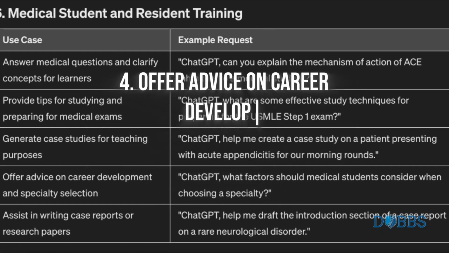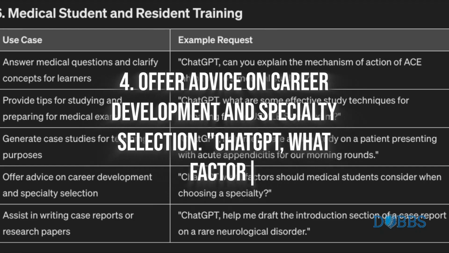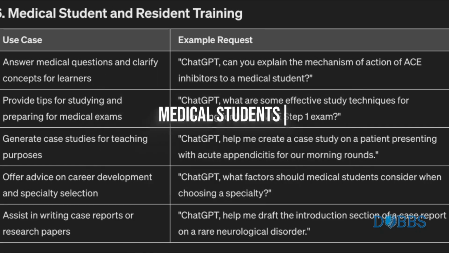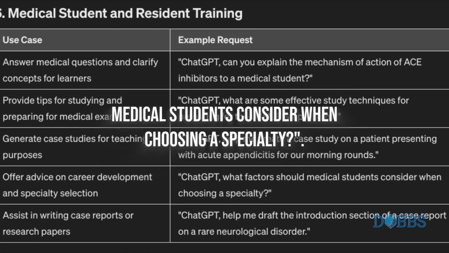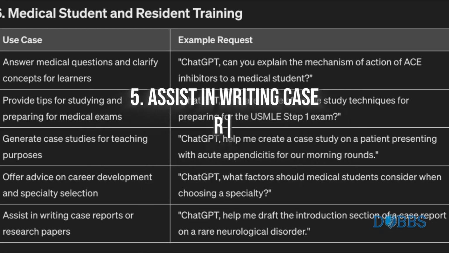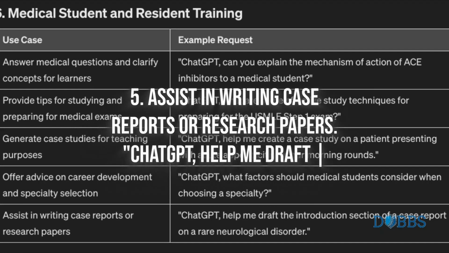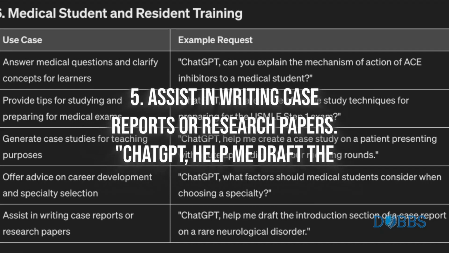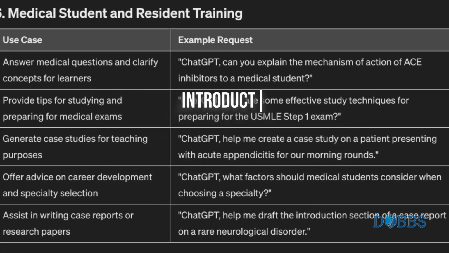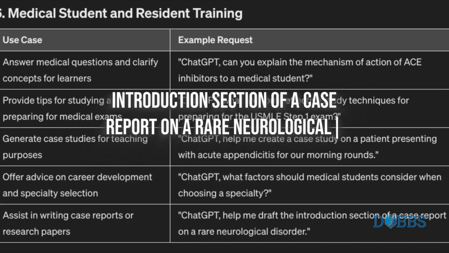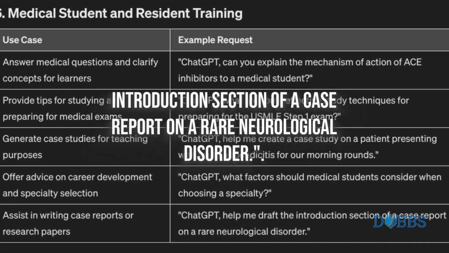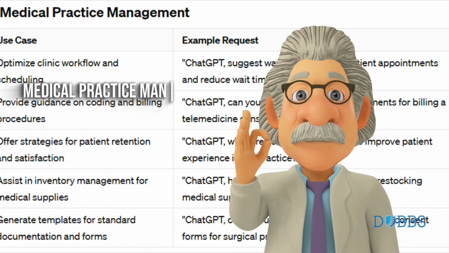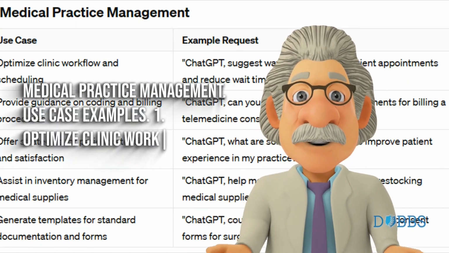4. Offer advice on career development and specialty selection. ChatGPT, what factors should medical students consider when choosing a specialty? 5. Assist in writing case reports or research papers. ChatGPT, help me draft the introduction section of a case report on a rare neurological disorder. Medical practice management. Use case examples.